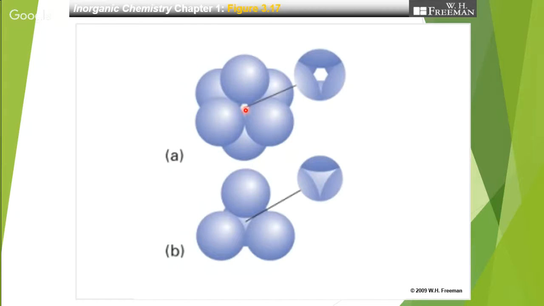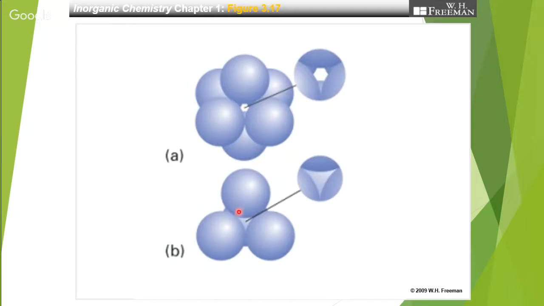And what's going to be important for solid materials is that you can fit things into the holes. Other atoms, other ions, complete molecules sometimes will fit in those holes. And so the size and the location of these holes becomes important then. So this top one is the octahedral hole.